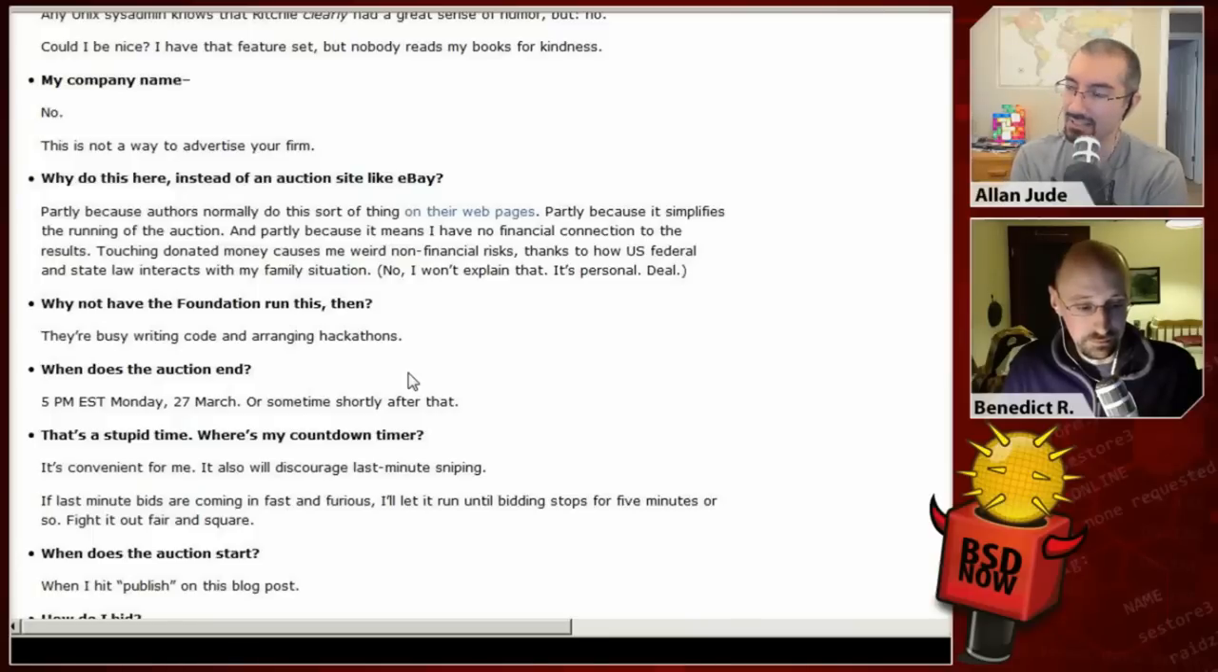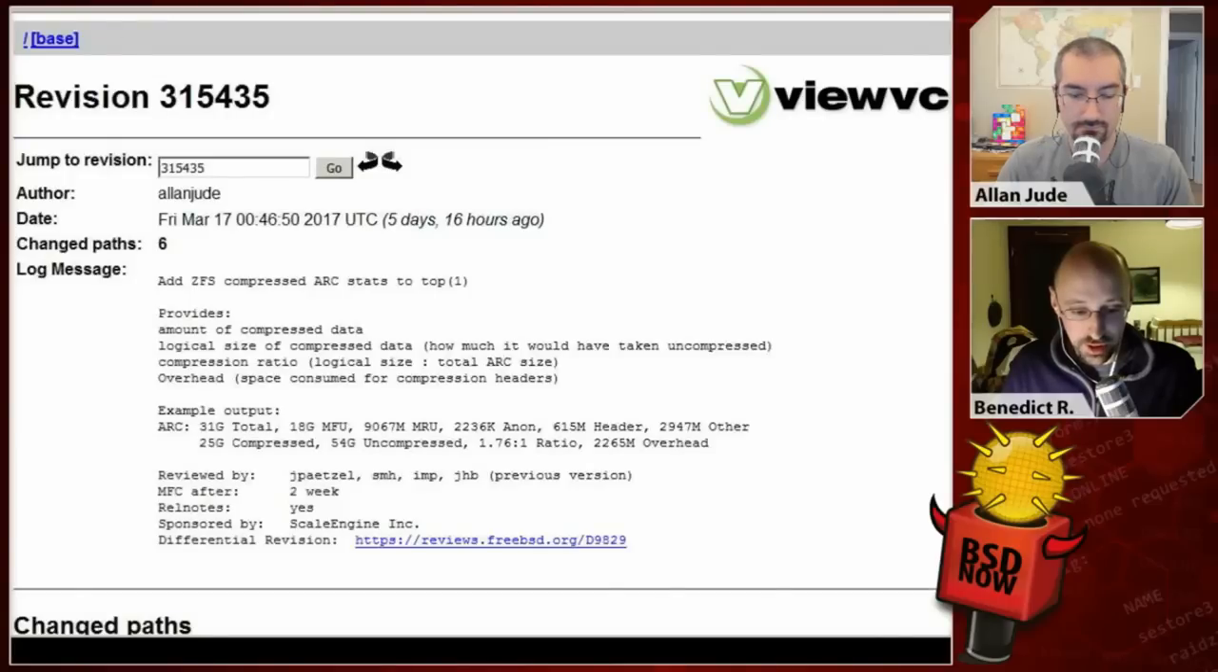So if you would like your name to be the name of the person in the book, then you should go to his blog that we've linked in the show notes and bid soon. Check that out and bid if you are interested in getting your name into book fame for the third edition of FreeBSD.